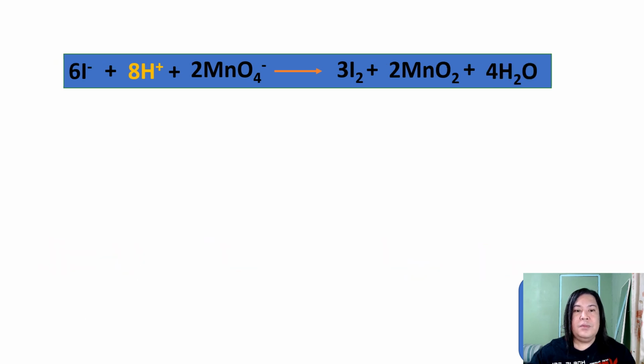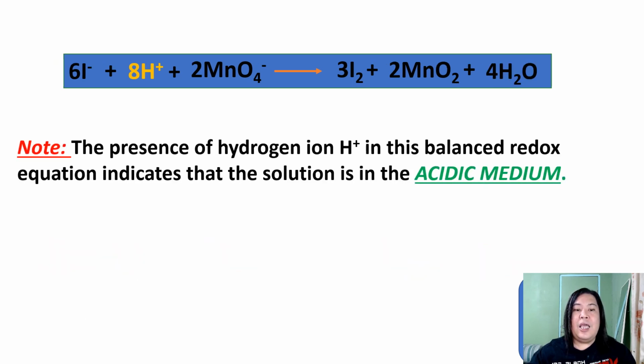Next. Okay, take note that the presence of hydrogen ion in this balanced redox equation indicates that the solution is acidic medium. As you can see, yung yellow na hydrogen ion, kapag may nakita kayong ganyang reaction, ibig sabihin, that is in the acidic medium. Kasi hydrogen represents that the solution is acidic.